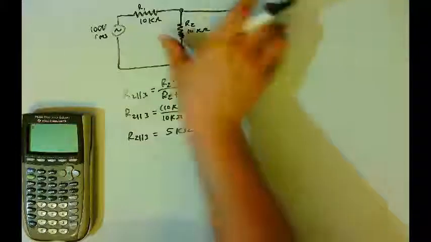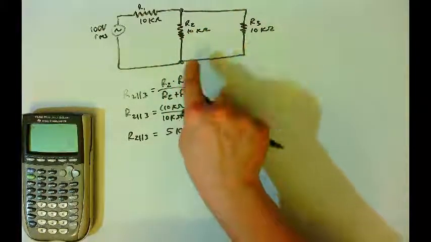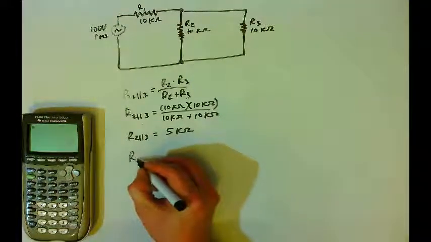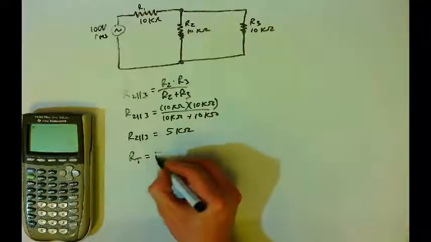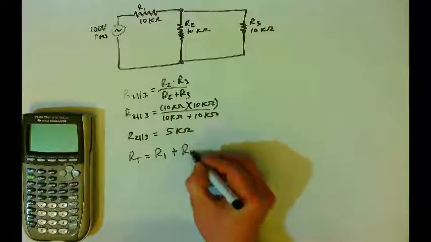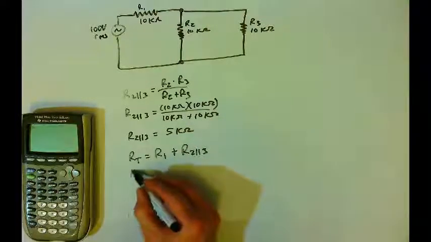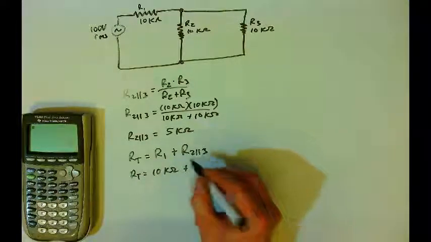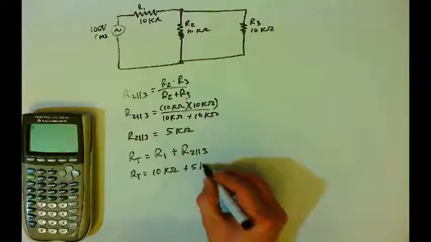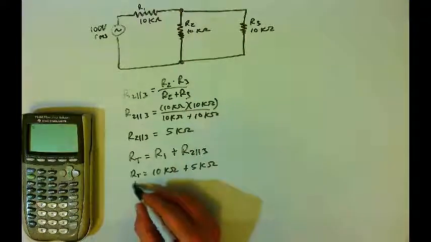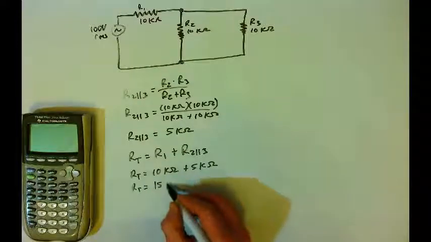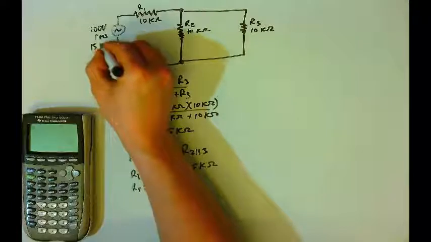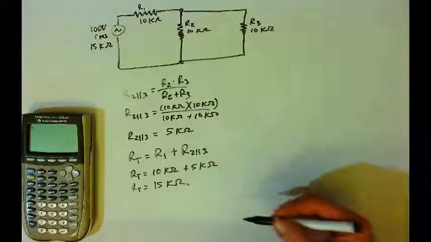And so now we have R2 and R3 as one resistor, and that is all in series with R1. And so the total resistance will be equal to R1 plus the combination of 2 in parallel with 3. And so the total resistance of the circuit will be 10 kilo ohms plus 5 kilo ohms, which is the combination of 2 and 3. And so the total resistance will be 15 kilo ohms. So total resistance is 15 kilo ohms. And we will continue on like normal.